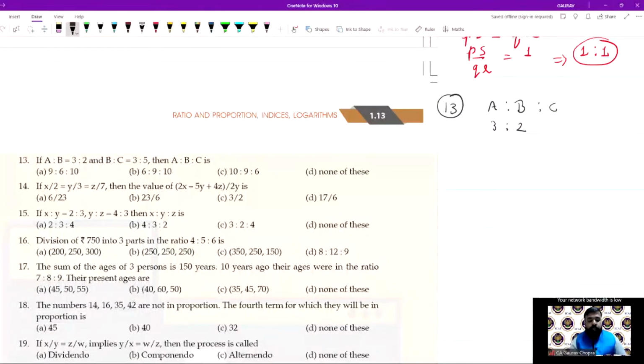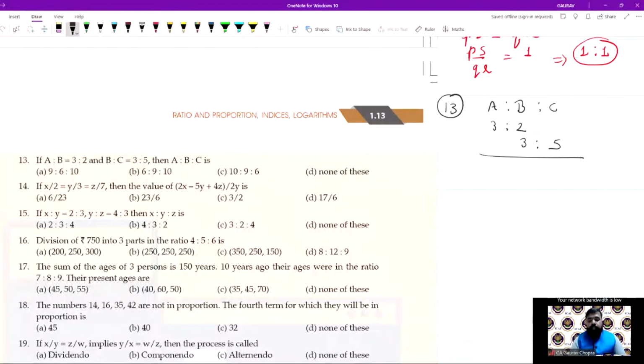And the ratio between B and C is 3 is to 5. And we have to find out the combined ratio of all three. So how to solve such kind of question? It's very much easy, no need to worry. You might have solved such questions in accountancy also. In the partnership chapter, such ratios also come. So you have to find out the combined ratio of all the three persons.